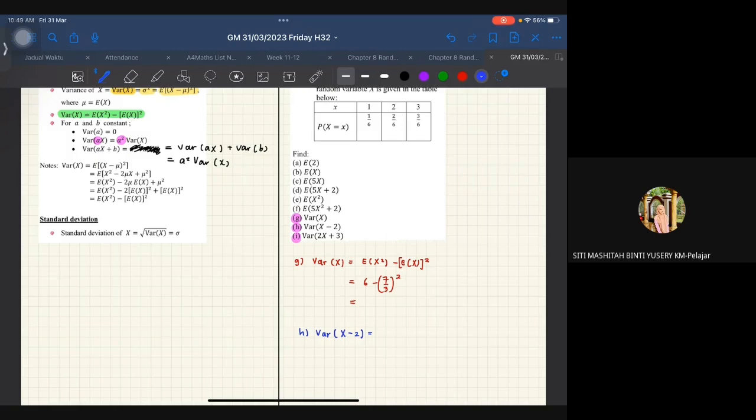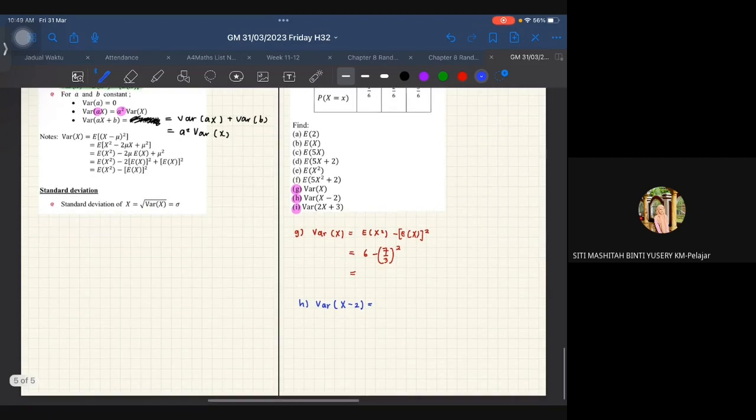Okay, jom. Tengok dekat part H ni. Okay, so dekat part H, I believe most of you will do it like this. Var X minus var 2. Okay, so saya nak awak jangan buat macam ni. Okay, so kenapa? Ada sebab dia.